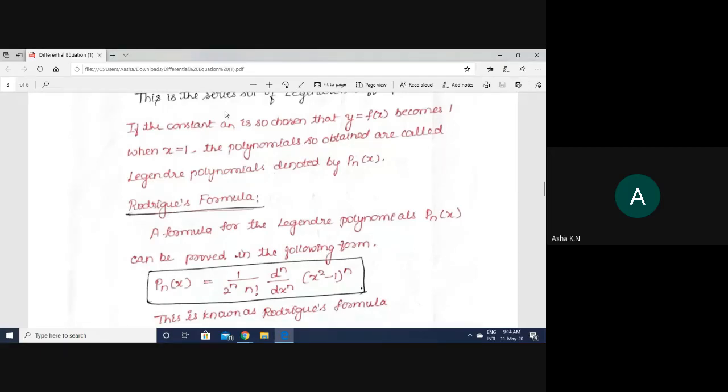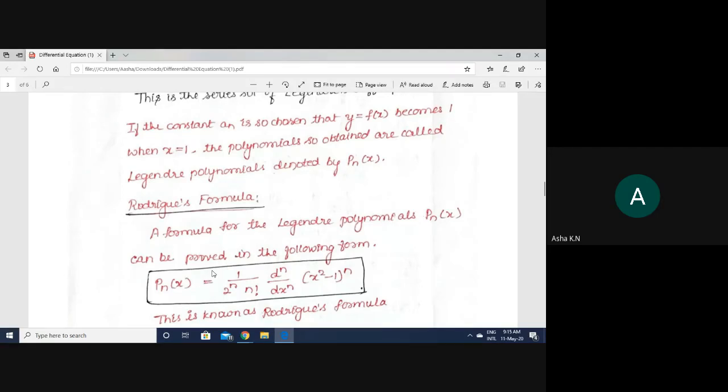If we choose an such that the solution always becomes 1, that is, y becomes 1 when x is 1, then that type of polynomial we obtain is called a Legendre polynomial. It is denoted by Pn of x. That definition is not important for you. What is important is Rodrigue's formula; based on this formula we have problems now. What is Rodrigue's formula? It's a formula for the Legendre polynomials Pn of x.